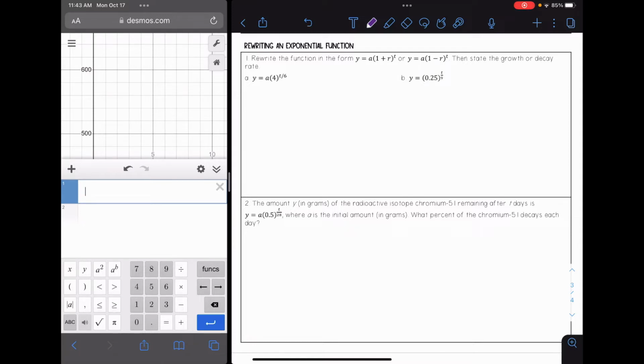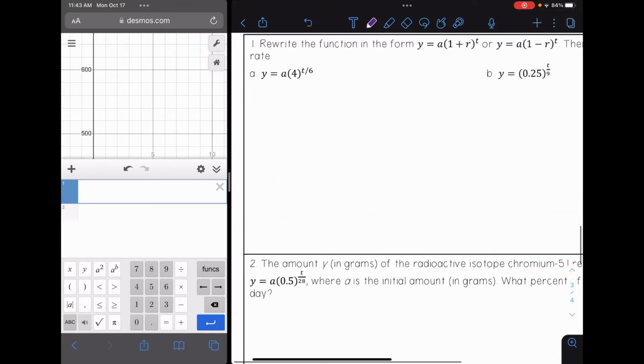So part A, I have y is equal to a times 4 raised to the t over 6 power. I want to rewrite this so it's 1 plus r or 1 minus r, and I just want it raised to the t power. Right now it's raised to the t divided by 6. However, we learned in our previous unit the power of a power property. So I can actually rewrite this to be a times 4 to the 1 over 6, all raised to the t.